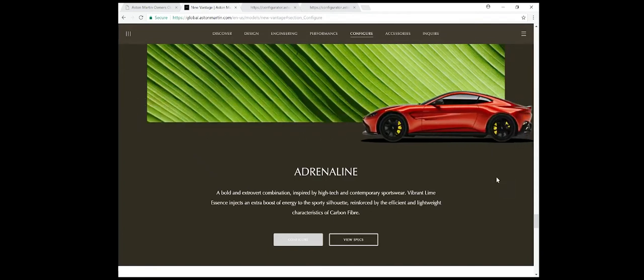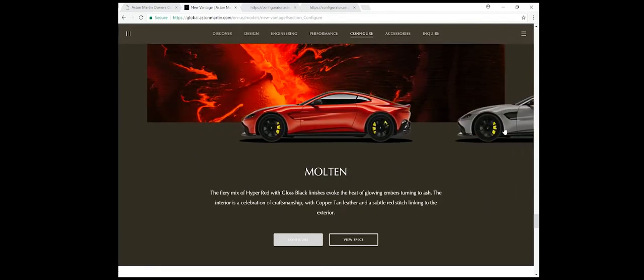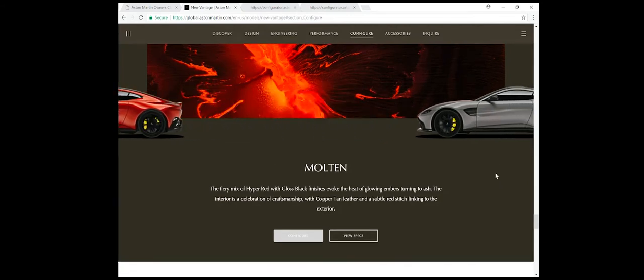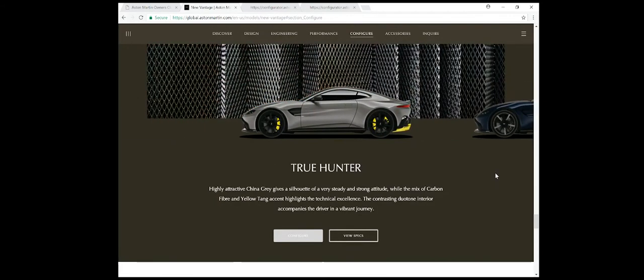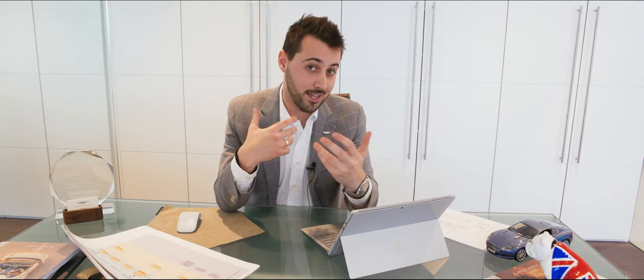There's a couple different choices, obviously. We have the Adrenaline, Molten, True Hunter. They're really cool. And again, it's super simple, so you can customize the car right there. Now, one of the other things I love about these is if there are slight alterations that you want done to the vehicle, naturally we can make those, but it gives you an idea of what's capable of being done with the Vantage.